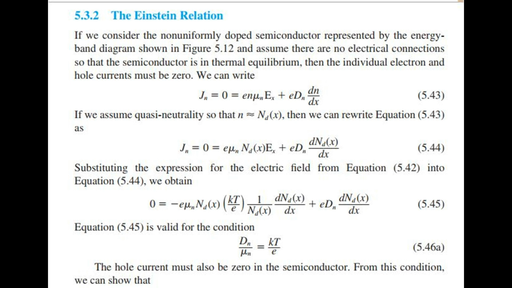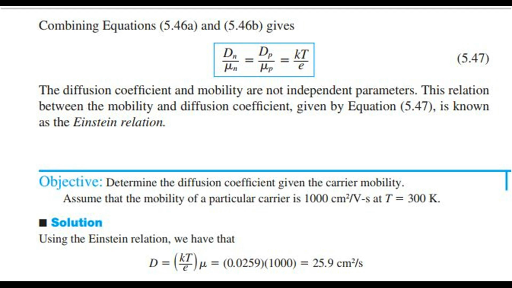From this condition, we can show that combining equations 5.46a and 5.46b gives that the diffusion coefficient and mobility are not independent parameters. This relation between the mobility and diffusion coefficient, given by equation 5.47, is known as the Einstein relation. Objective: determine the diffusion coefficient given the carrier mobility. Assume that the mobility of a particular carrier is 1000 square centimeters per volt-second at temperature T equals 300 kelvins. Solution: using the Einstein relation, we have that.